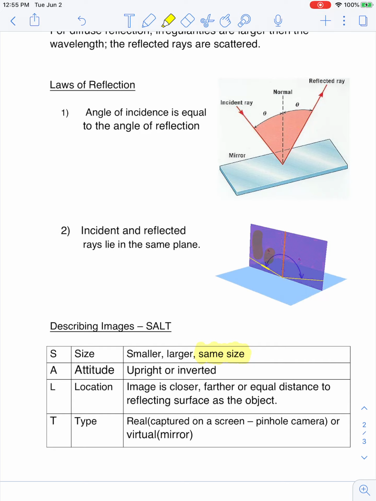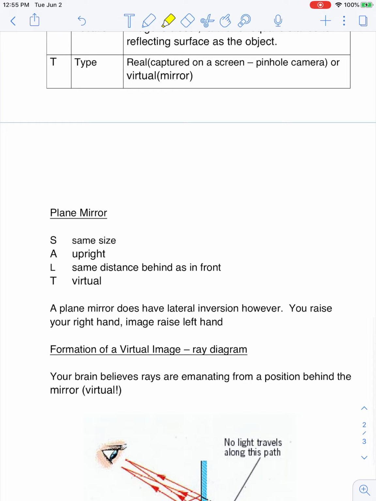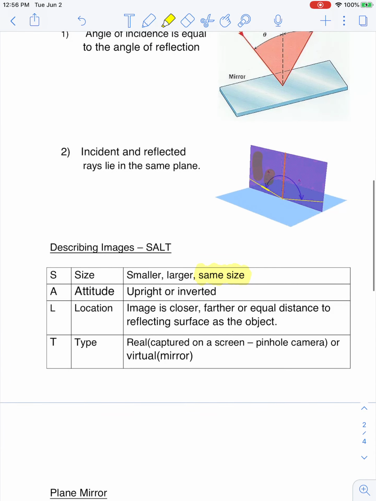Attitude. When you look in the mirror, are you upright or inverted? Okay, well, clearly you're upright, but there is something going on here. In a plain flat mirror, it has what we call lateral inversion. So what that means is, I want you right now to raise your right hand. When you look in the mirror, the image has the left hand raised. So that is called lateral inversion, but the attitude, you're still upright.